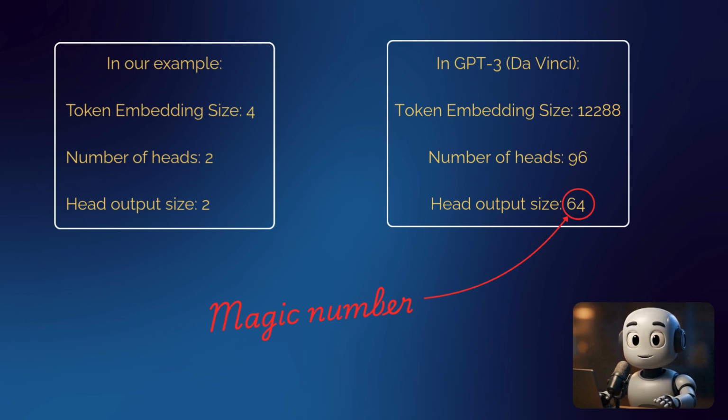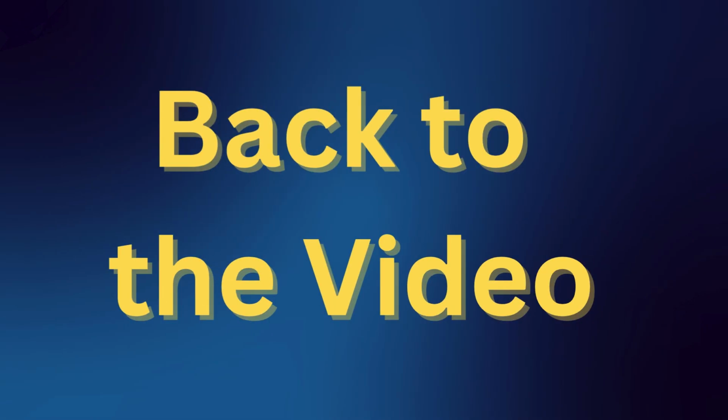So if you know the token embedding size, you can make a reasonable guess at the number of heads. So this is incredible. You have many, many heads, each learning different relationships between words or between tokens. Now, back to the video.